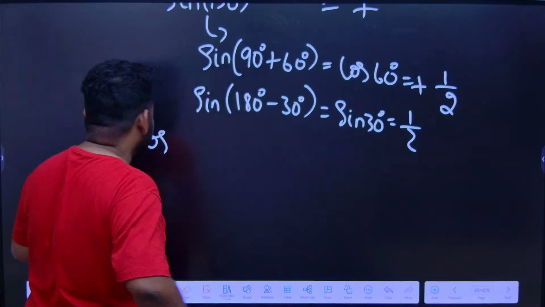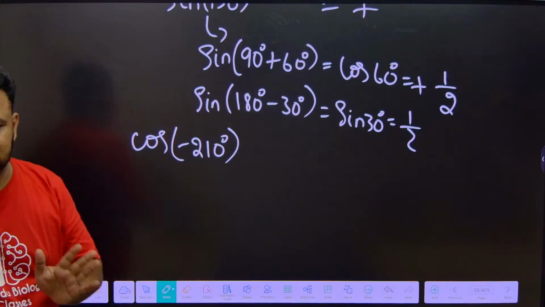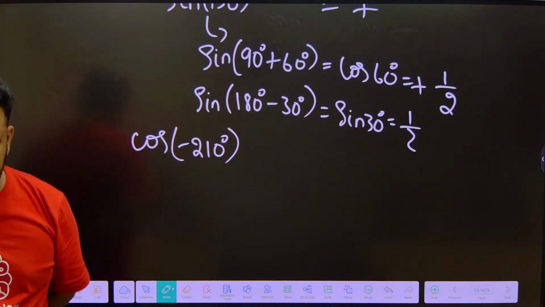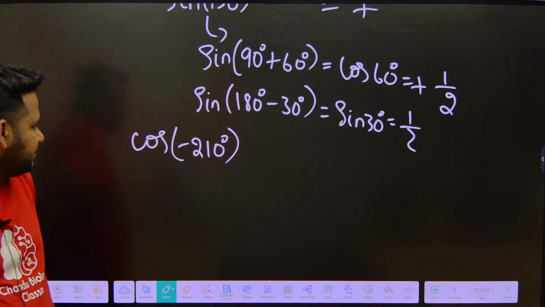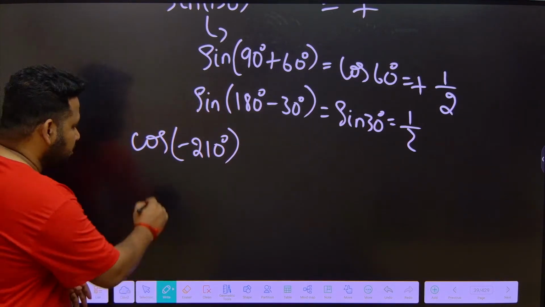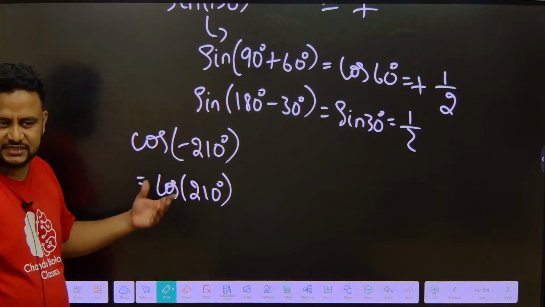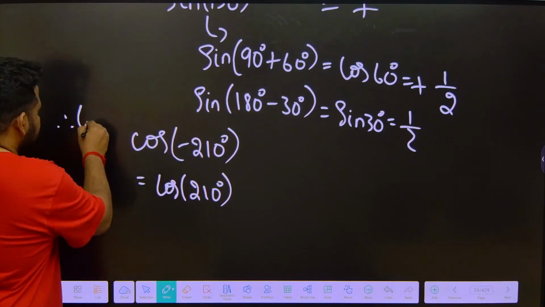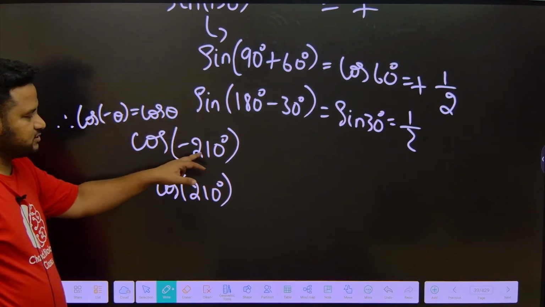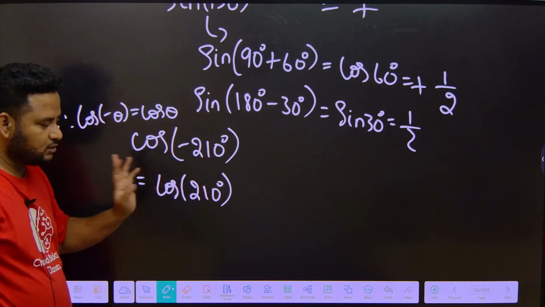Now cos of minus 210 degree. First of all, tell me what is the first step that I should do? We should convert 210 into two parts. But before that, what do I have? Cos of minus 210 degree. I told you cos is a person who will not observe negativity. So this will become cos 210 degree. Cos of minus theta is equal to cos theta. This is what I use. Therefore, cos of minus 210 degree is equal to cos 210 degree. Understood?